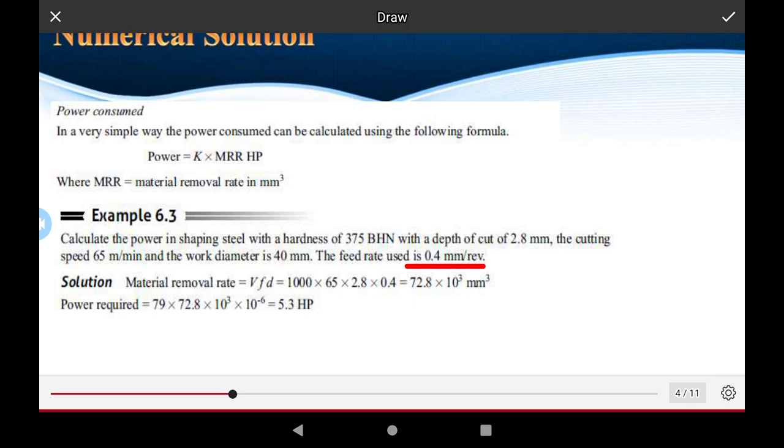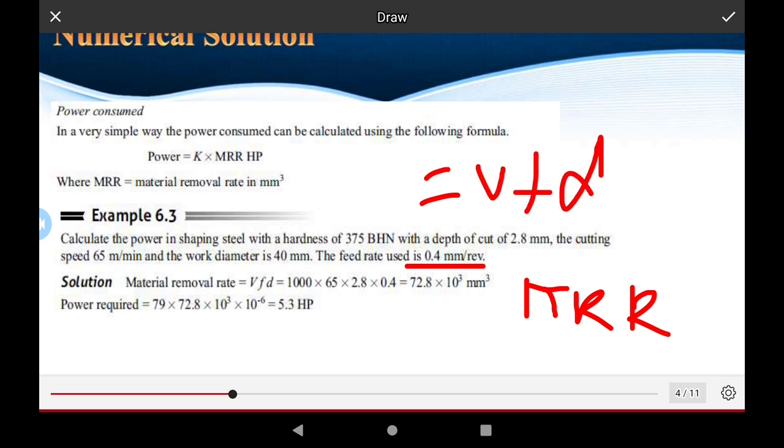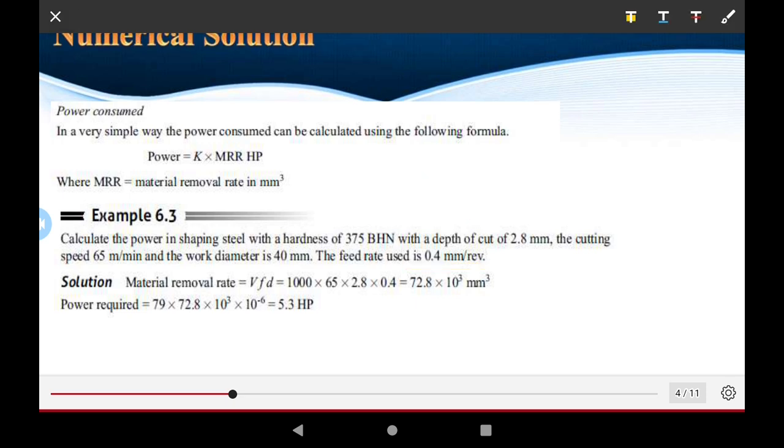The material removal rate is MRR. The formula is MRR equal to V into F into D. V is the cutting velocity, F is the feed rate, D is the depth of cut. Okay, now put in the values to find the value of the metal removal rate.